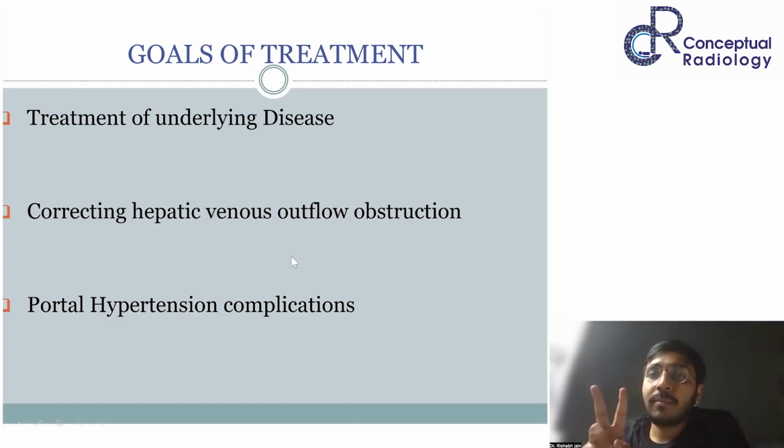Now when do we do an angioplasty? If the native hepatic vein is normal. Now in the subsequent slides, when I'll show you the cases of hepatic venous angioplasty and stenting, I'll tell you there that the native hepatic veins were normal. That is why we could do an angioplasty.